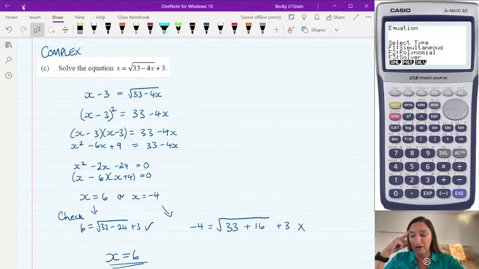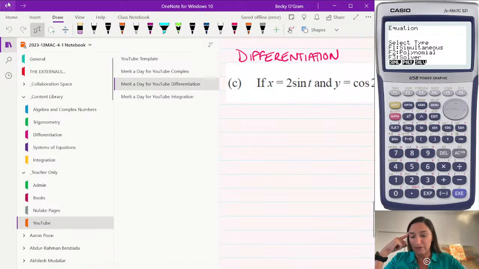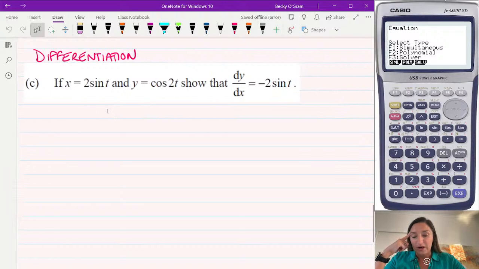Okay, so next we need to go to the differentiation one. So here we go. Oops, let's just get that back on the screen. Okay, here is differentiation.